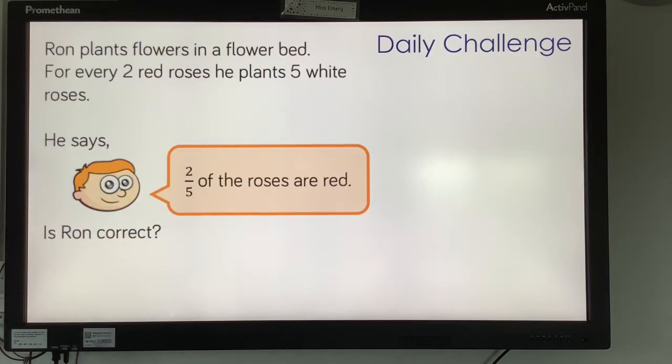So, Ron plants flowers in a flower bed. For every 2 red roses, he plants 5 white roses. He says 2/5 of the roses are red. Is he correct?